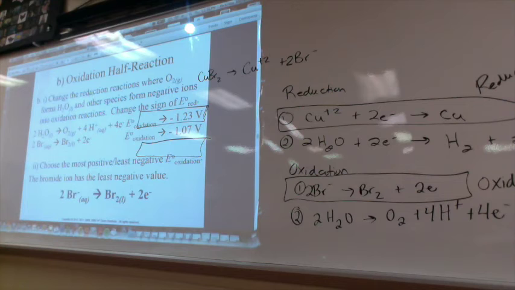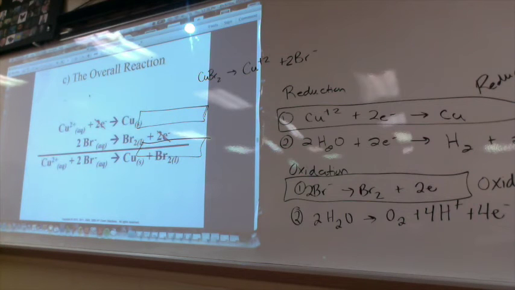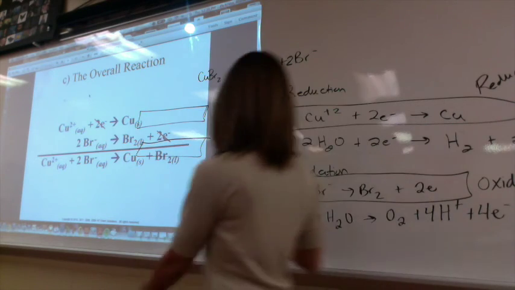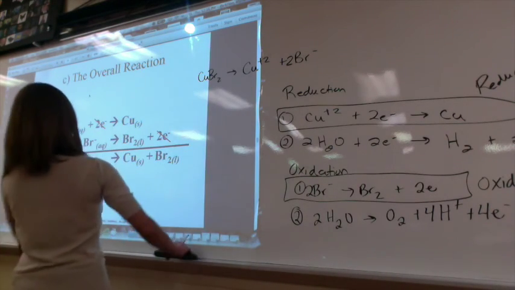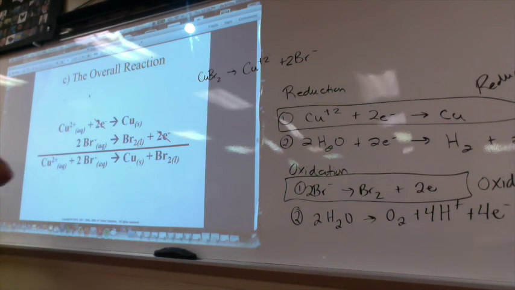All right, so we already got here. We chose those values. So our overall net ionic then is this plus this, and then we balance for the electrons. So the electrons will cancel. Agreed? Any questions with this? All right, the next part is asking me to find delta G. I'll wait till you catch up.